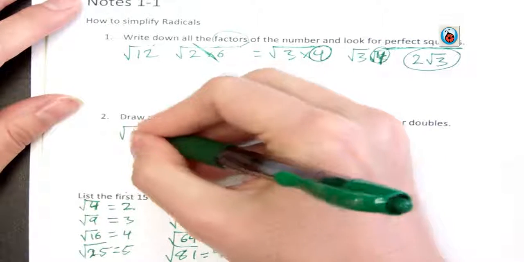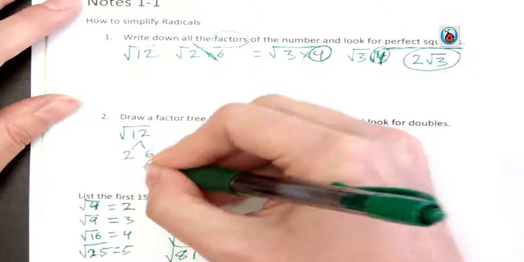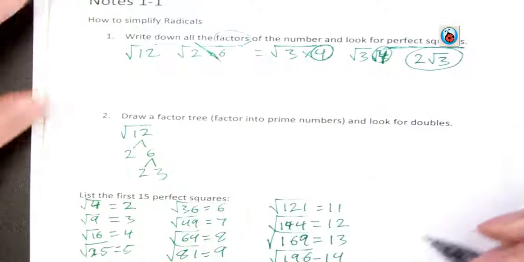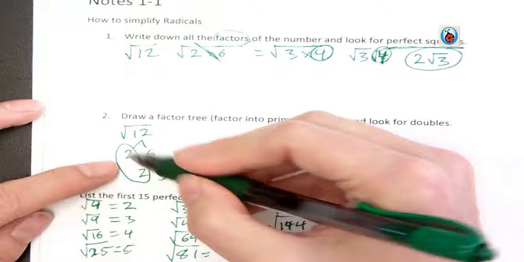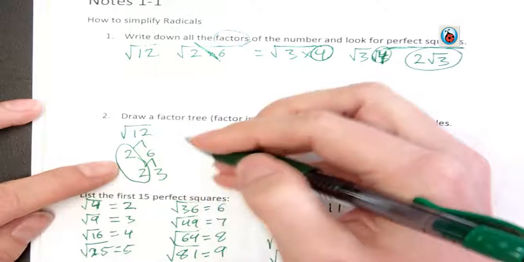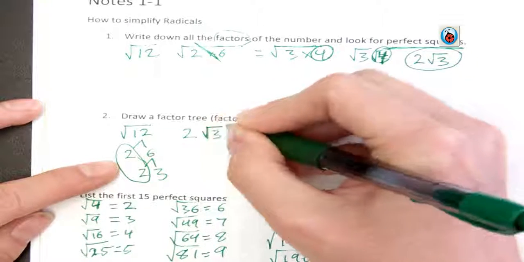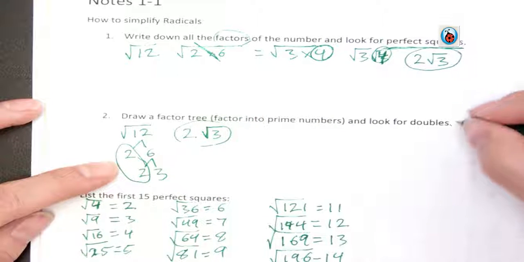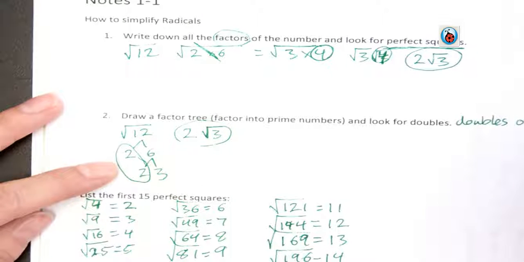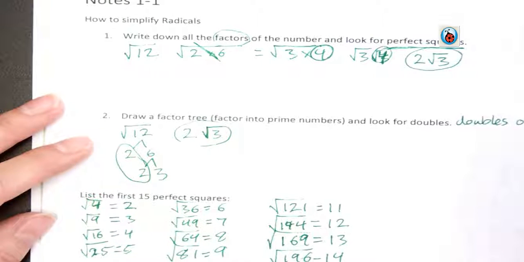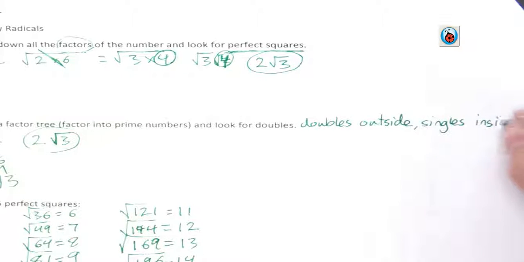A second way to do that would be to draw a factor tree. So I just divide it down, 2 times 6. 6 can divide farther to 2 times 3. And I have those doubles. The square root of 2 times 2 equals the whole number 2. They cancel each other out. So the doubles go outside. Singles go inside. If you want to write that down.